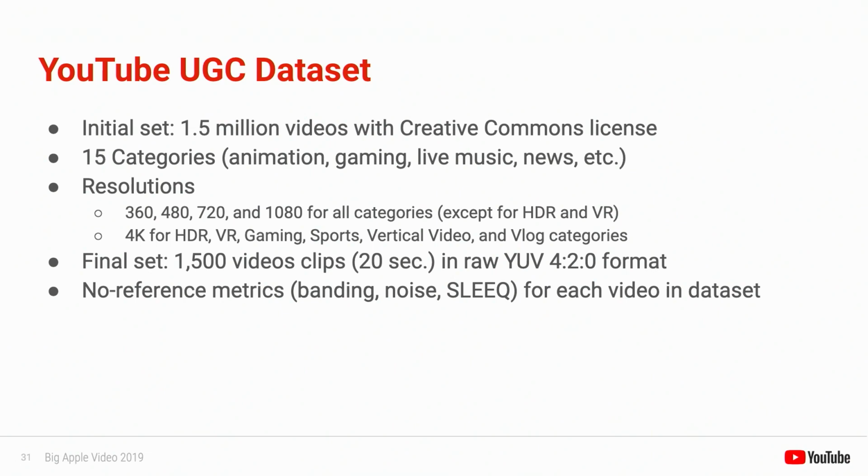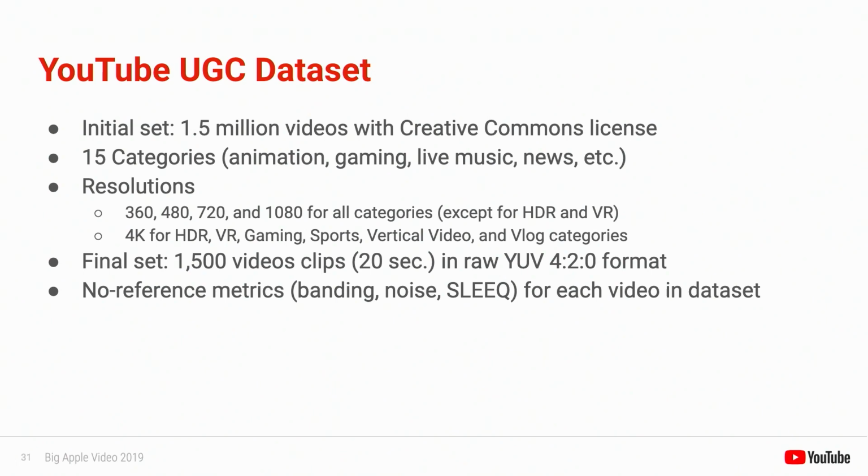The first step in creating the UGC dataset was to select the Creative Commons licensed videos belonging to those 15 categories, of which there were 1.5 million. We also wanted to have content in each of these categories in a variety of different resolutions. HDR and VR videos are typically created as 4K, so for those categories, we limited the dataset to 4K videos. For all the other categories, the dataset includes videos in resolutions of 360, 480, 720, and 1080. And we also included 4K videos in the categories for which that resolution was prevalent, and those would be the gaming, sports, vertical video, and vlog categories.